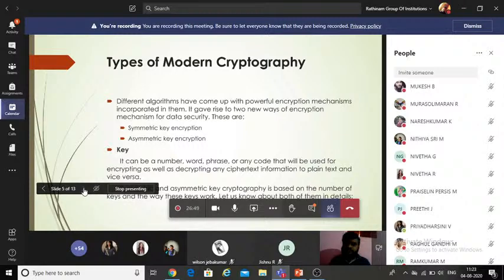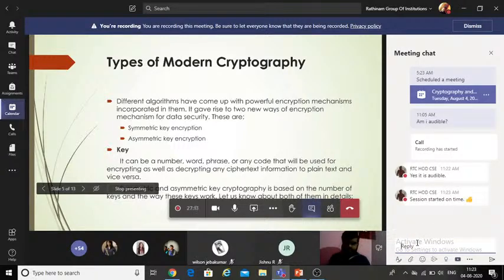So next one is types of modern cryptography. We have different types in modern cryptography also. Some examples are symmetric key encryption and asymmetric key encryption. So what do you mean by symmetric key encryption? Anyone? What do you mean by symmetric encryption?